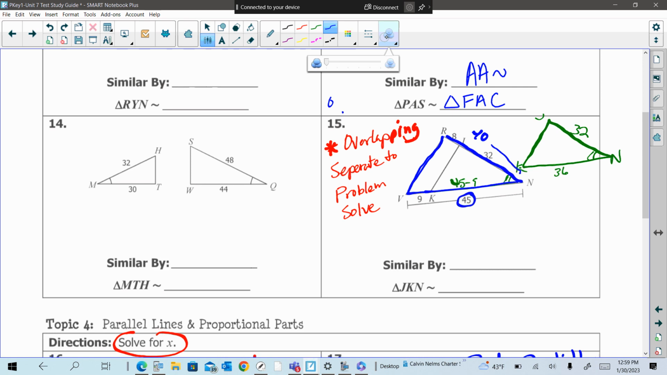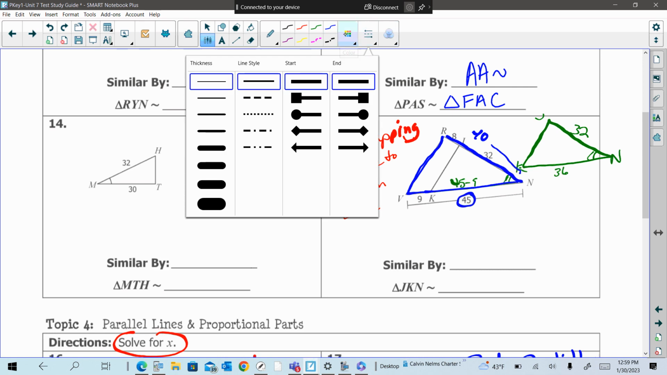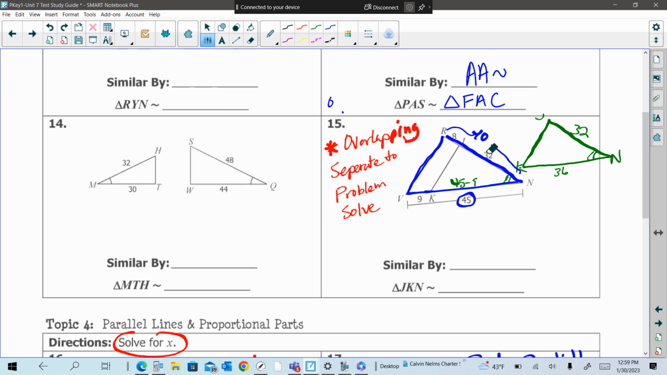Also, what I noticed is that in the large triangle, I can find this whole side by adding the 8 and the 32. That's supposed to be a 40 right there. And then I can find the missing side in the small triangle by doing 45 minus 9, which is how I got 36.